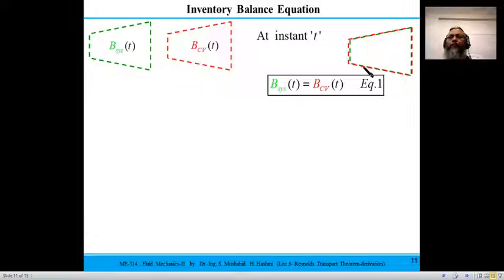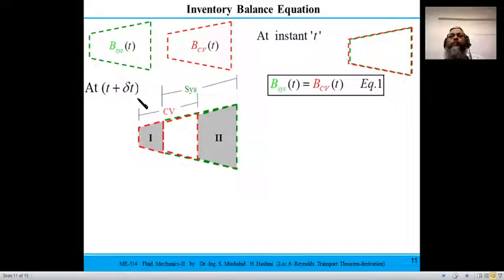So we will see mathematically how the equation would look after delta t. At time t, the thing is simple. This is the equation that is valid, equation number 1. After some time delta t, what will happen?